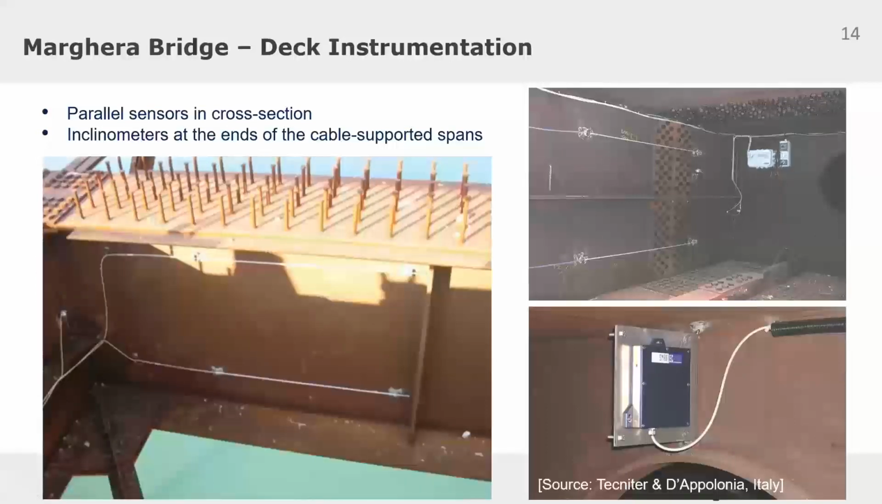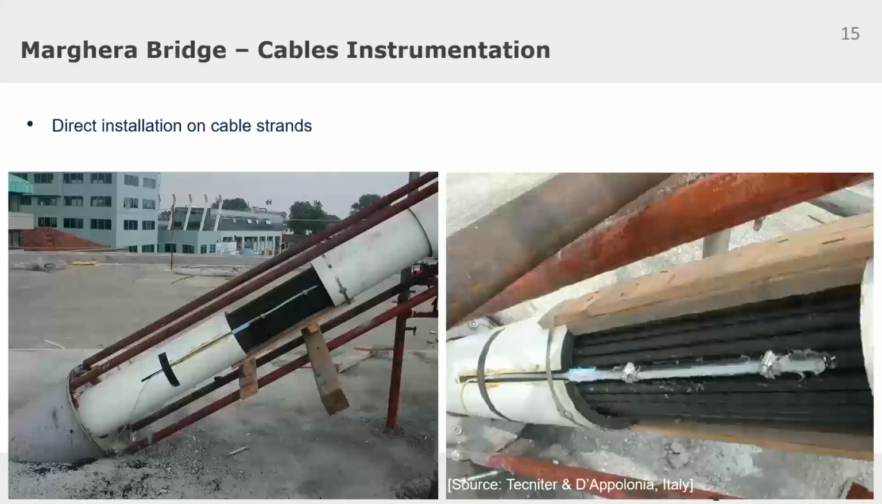So here we can see parallel sensors were affixed onto the girder web, and the inclinometers were installed at the ends of the spans to measure rotations in the longitudinal plane of the bridge.